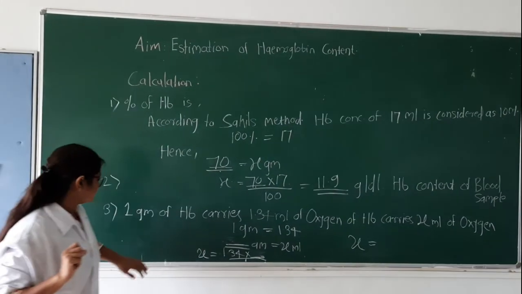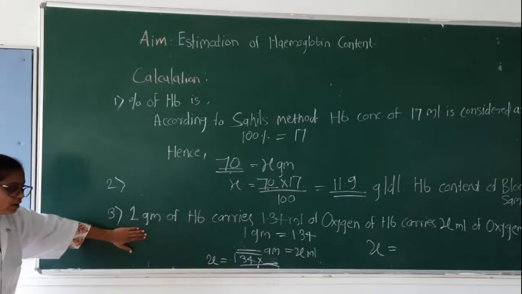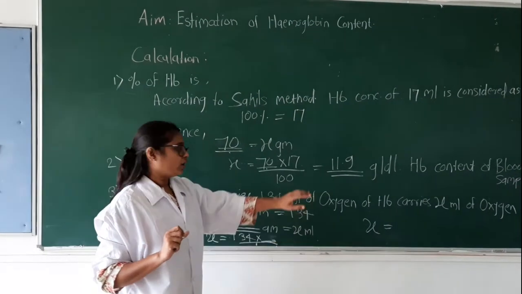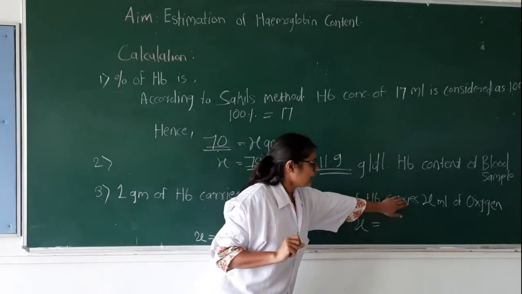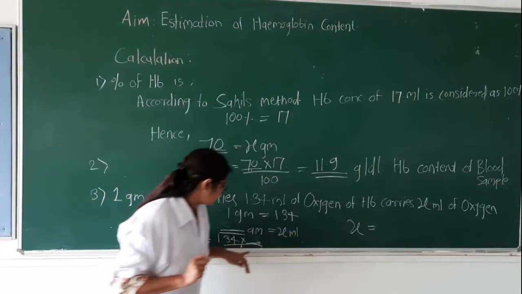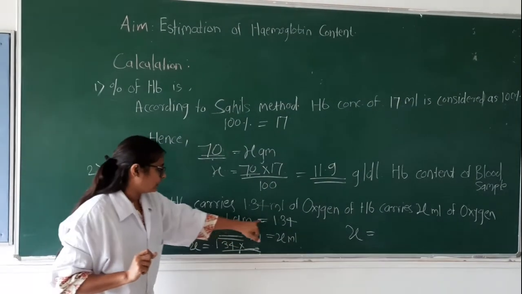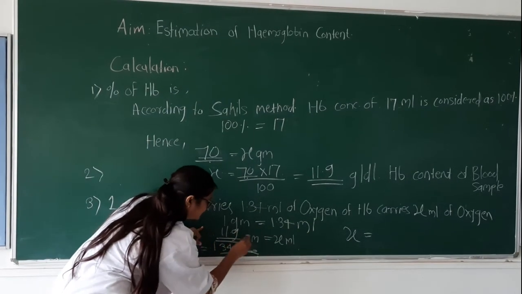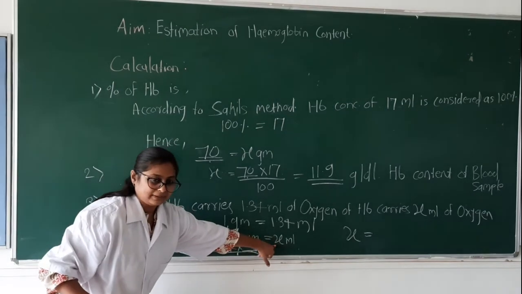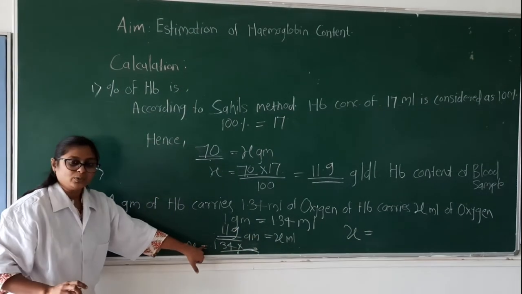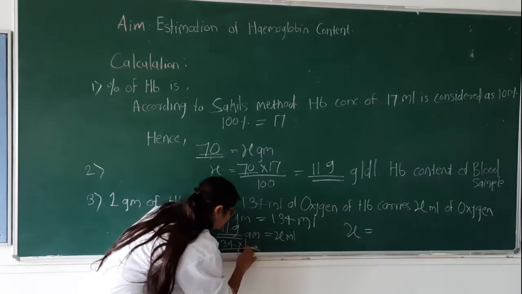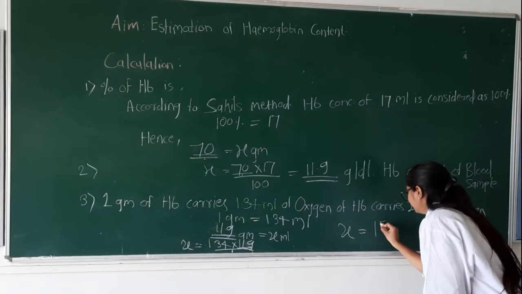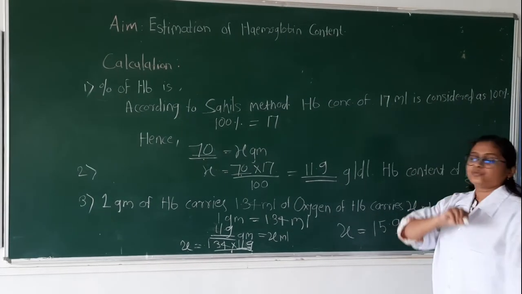Now the next step, the third step: 1 gram of hemoglobin carries 1.34 ml of oxygen. How many ml of oxygen does the hemoglobin carry? Now the next one is that 1 gram contains 1.34 ml. Now how many ml are contained in 11.9 gram? Okay, it means x is equal to 1.34 into 11.9, which gives 15.94.